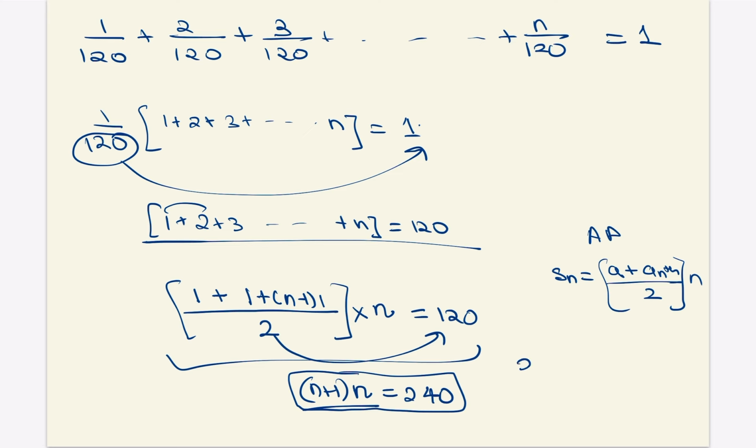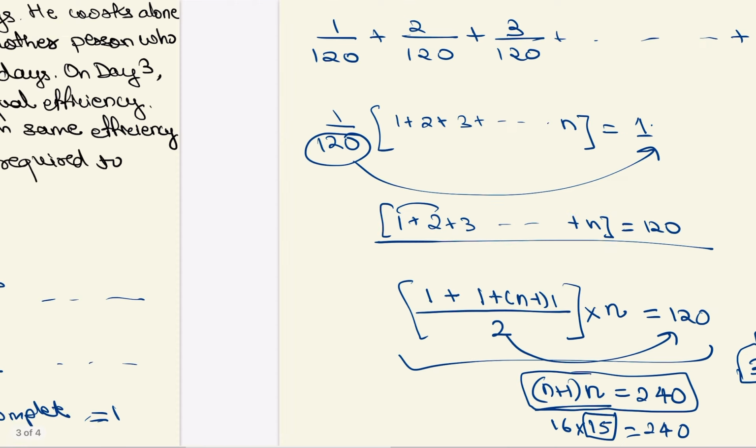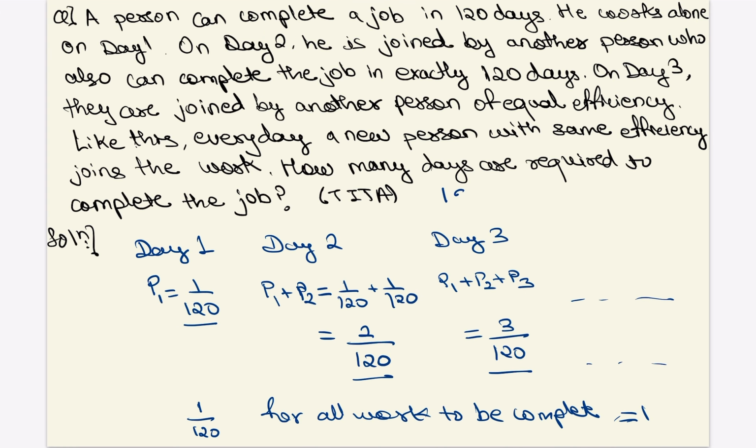If you divide this, 3 into 8 is 24, into 5 into 2 is 10. So 240's factors are 3 into 8 into 5 into 2. If you look carefully, 3 into 5 is 15 and 8 into 2 is 16. This is 16 and this is 15. If 15 is n, then 15 plus 1 is 16, which when multiplied gives us 240, right? So the n value is 15. The answer here is 15.